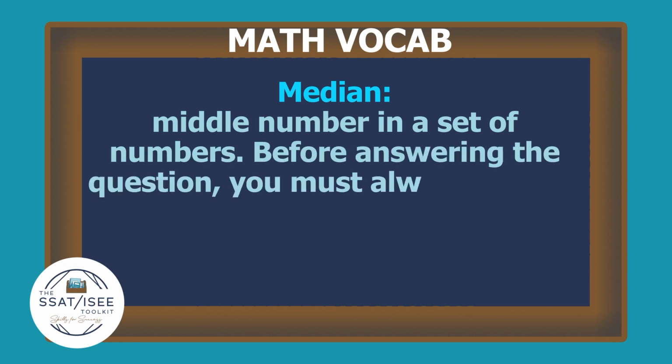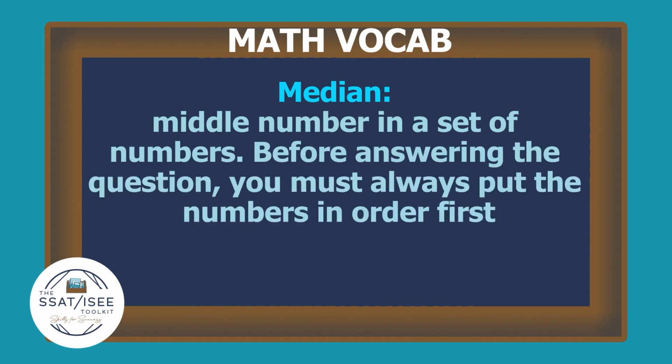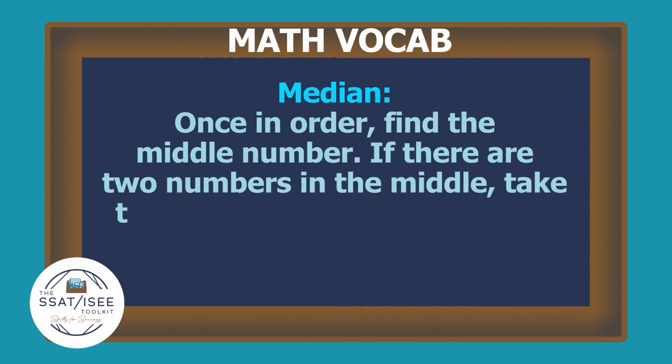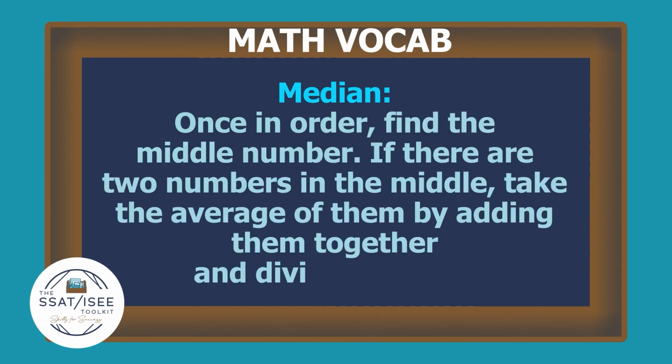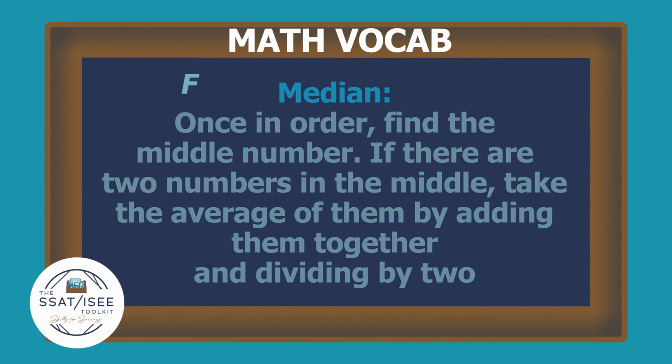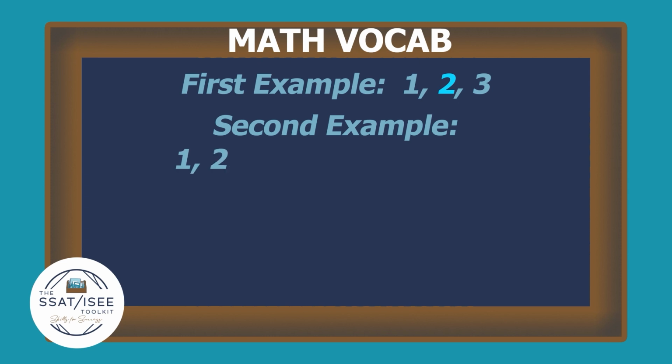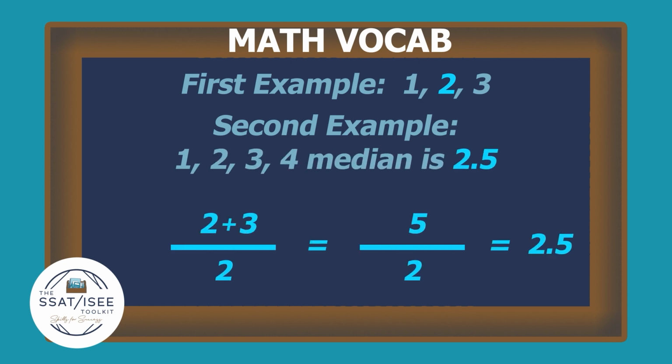The median is the middle number in a set of numbers. Before answering the question, you must always put the numbers in order first. Once they are in order, find the middle number. If there are two numbers in the middle, take the average of them by adding them together and dividing by 2. In the first example, the median is 2 because it is the middle of 1, 2, and 3. In the second example, the median is 2.5 because it is the average of the two middle numbers, 2 and 3.